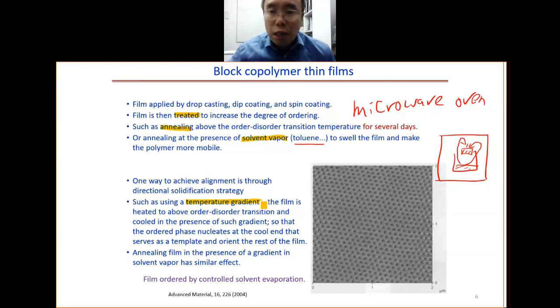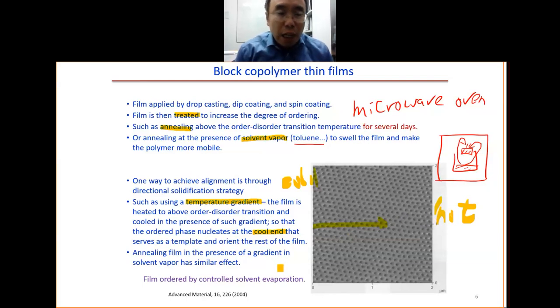First, you do the annealing process. You heat up, keeping this end hot, at higher temperature, and this end cold, so you have a hot-cold temperature gradient. The cold part will nucleate first, then it will propagate from the left to the right. This way it gets aligned. The cold end serves as the template that orients the rest of the film and then propagates to the right side.